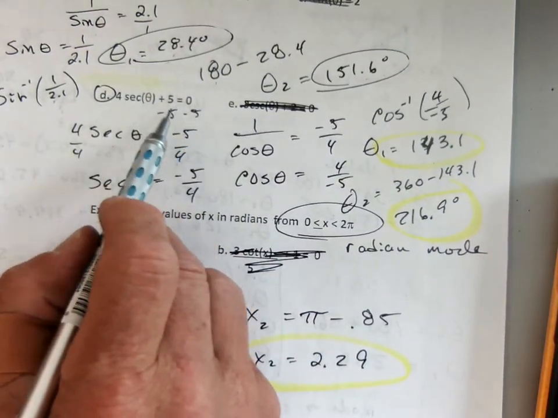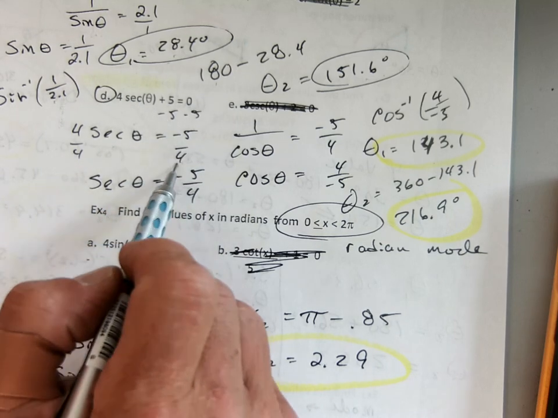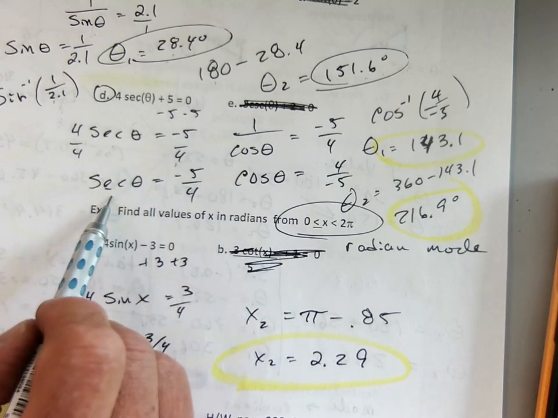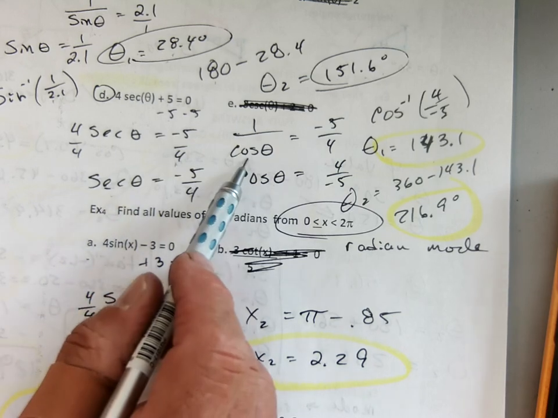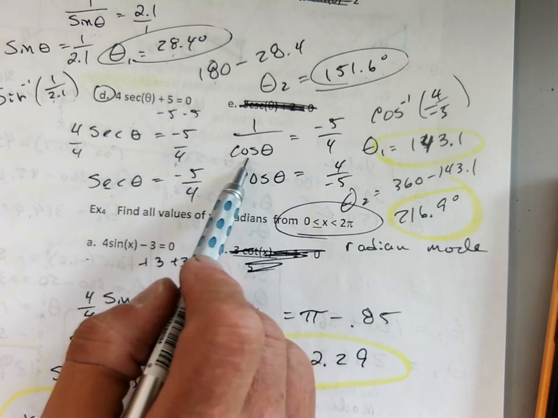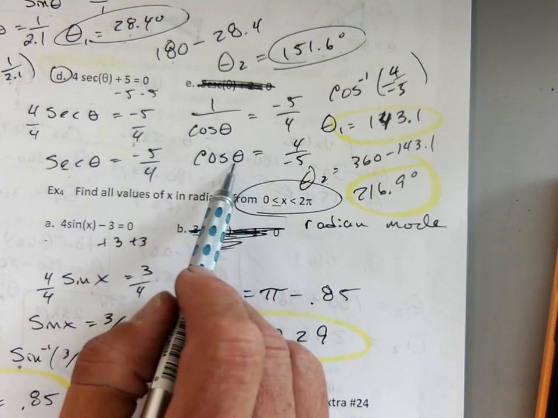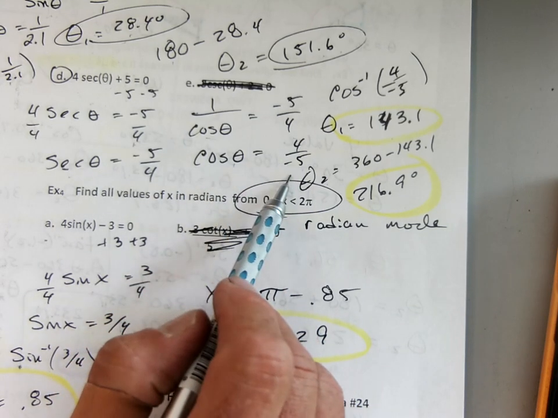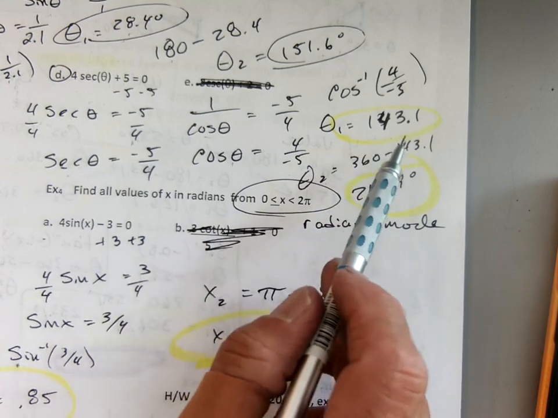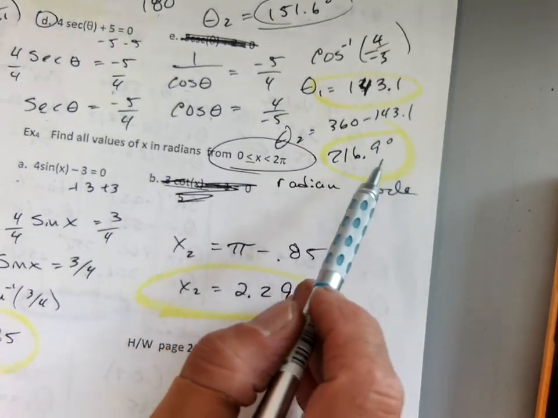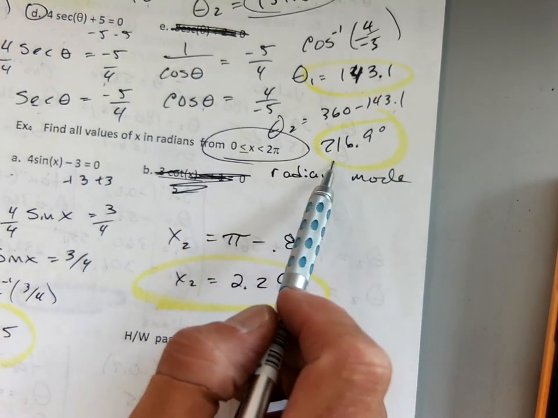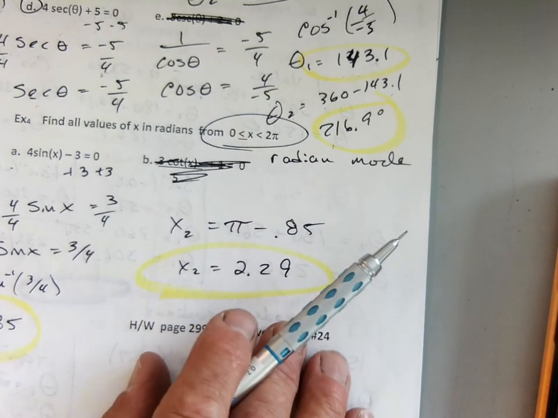D, same thing. I solved first, negative 5 divided by 4. There is no secant on your calculator, but there's a cosine. Made it 1 over cosine, okay? And then I ended up flipping it. I did the inverse cosine of 4 over negative 5, and I got an angle of 143. The reference angle says subtract from 360, so I got 216.9, okay?